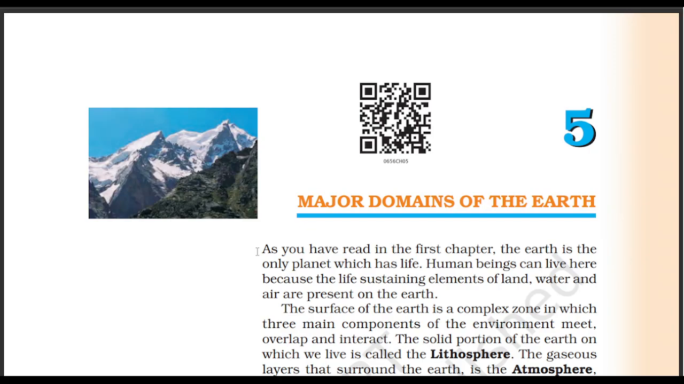As we have read in the first chapter, the earth is the only planet which has life. Human beings can live here because the sustaining elements of land, water, and air are present on the earth. The surface of the earth is a complex zone in which three main components of the environment meet, overlap, and interact.